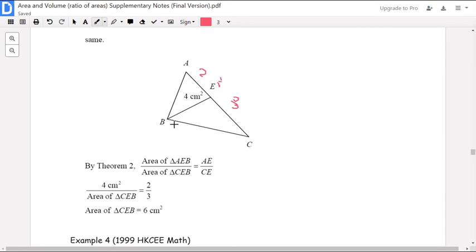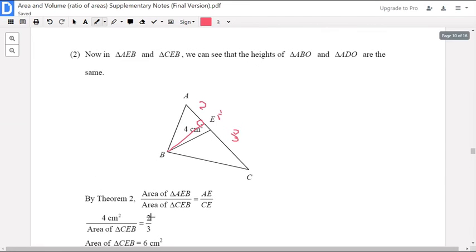Therefore, these two triangles, AEB and CEB, are not similar, but we know that they have the same height here. So, the ratio of the areas of these two triangles must be the ratio of the bases, 2 to 3. 4 divided by the area of triangle CEB will be 2 to 3, and therefore, substituting the value, the area of triangle CEB, the one we want to find, will be 6 cm squared. And so we have solved the problem.